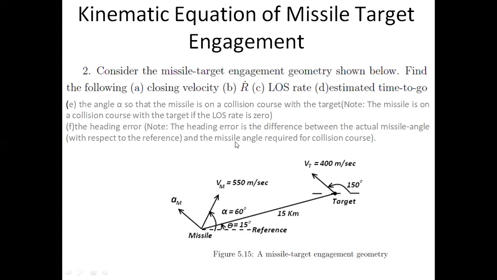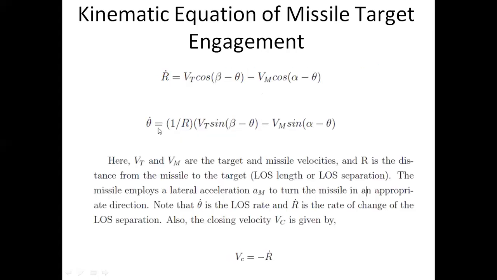So in this equation, if you take this equation and equate it to 0, it is 1 by R, Vt sine (beta minus theta) minus Vm sine (alpha minus theta).